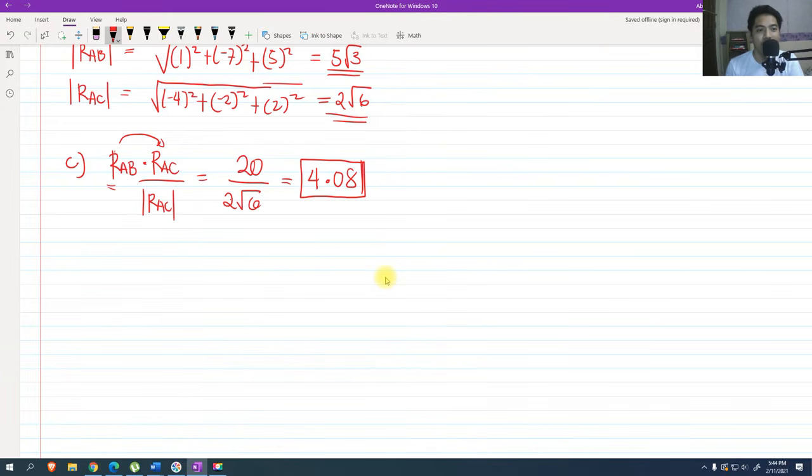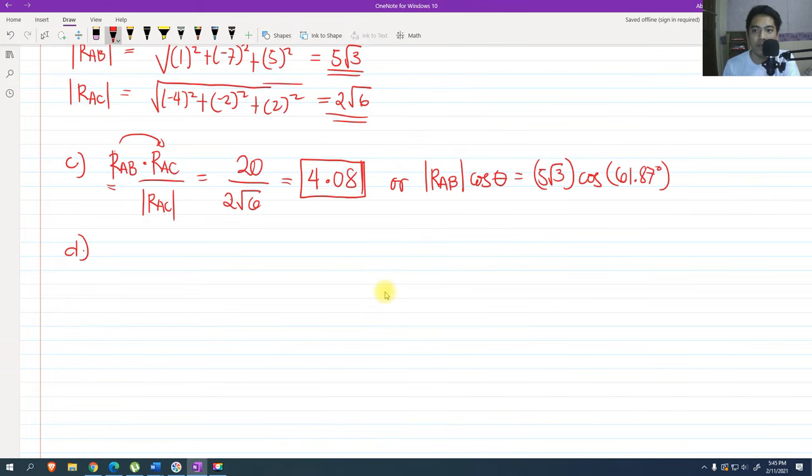We can also, I forgot, get the scalar projection using the formula magnitude of RAB cosine theta, where theta is the angle between the two vectors. In that case, we have the magnitude of RAB, 5 square root of 3, and then cosine of theta, where the value we got a while ago is 61.87. Upon evaluating, you should get the same answer. So that's how we get the scalar projection of RAB to RAC.